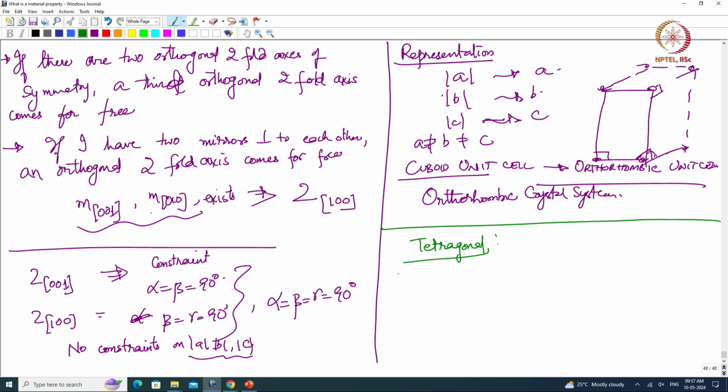So, I have a four-fold axis of symmetry, and I just have one four-fold axis of symmetry, only one four-fold. As you will see later on, I can add another two-fold axis of symmetry or something else, but not another four-fold axis of symmetry. So, I have only one four-fold axis of symmetry.